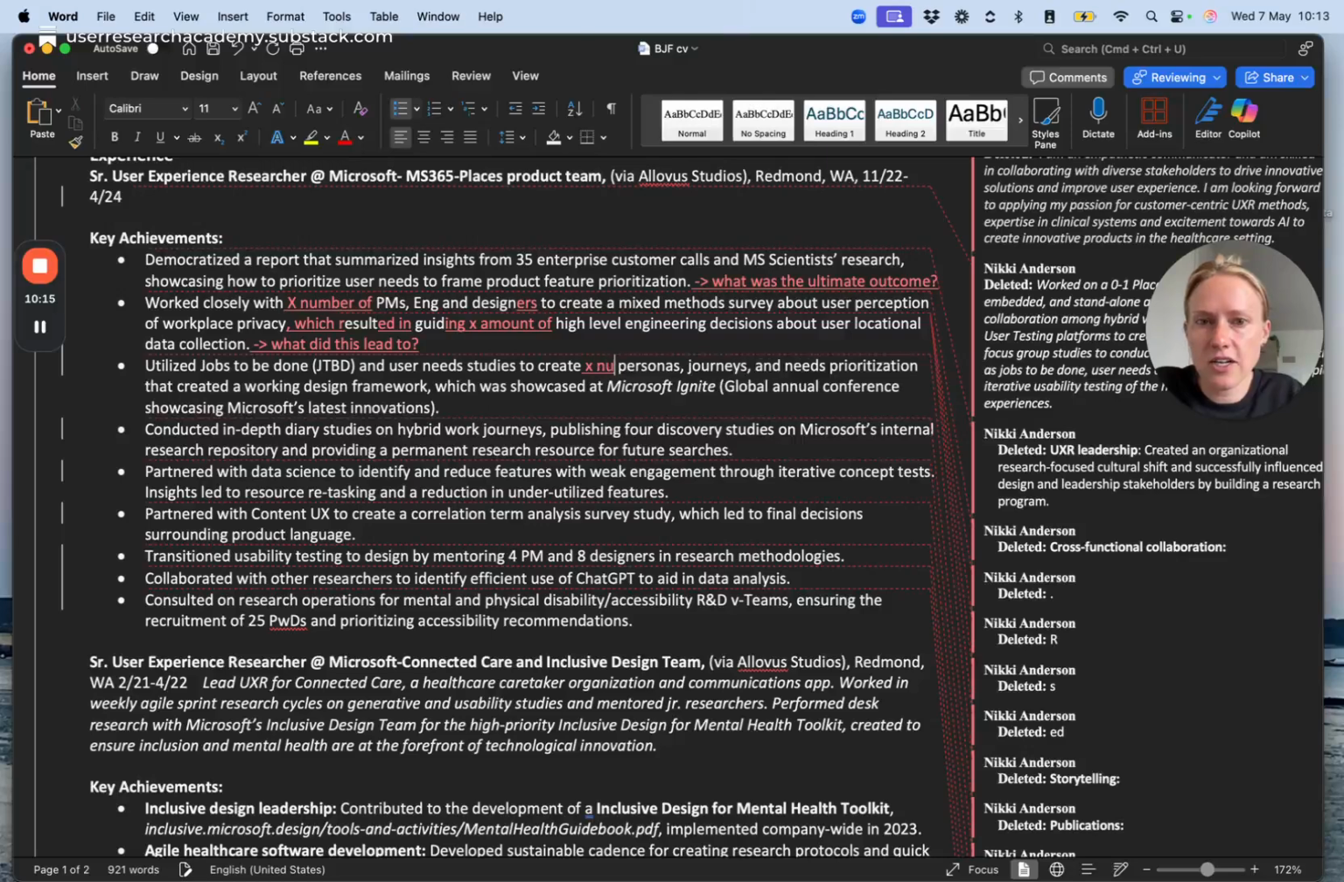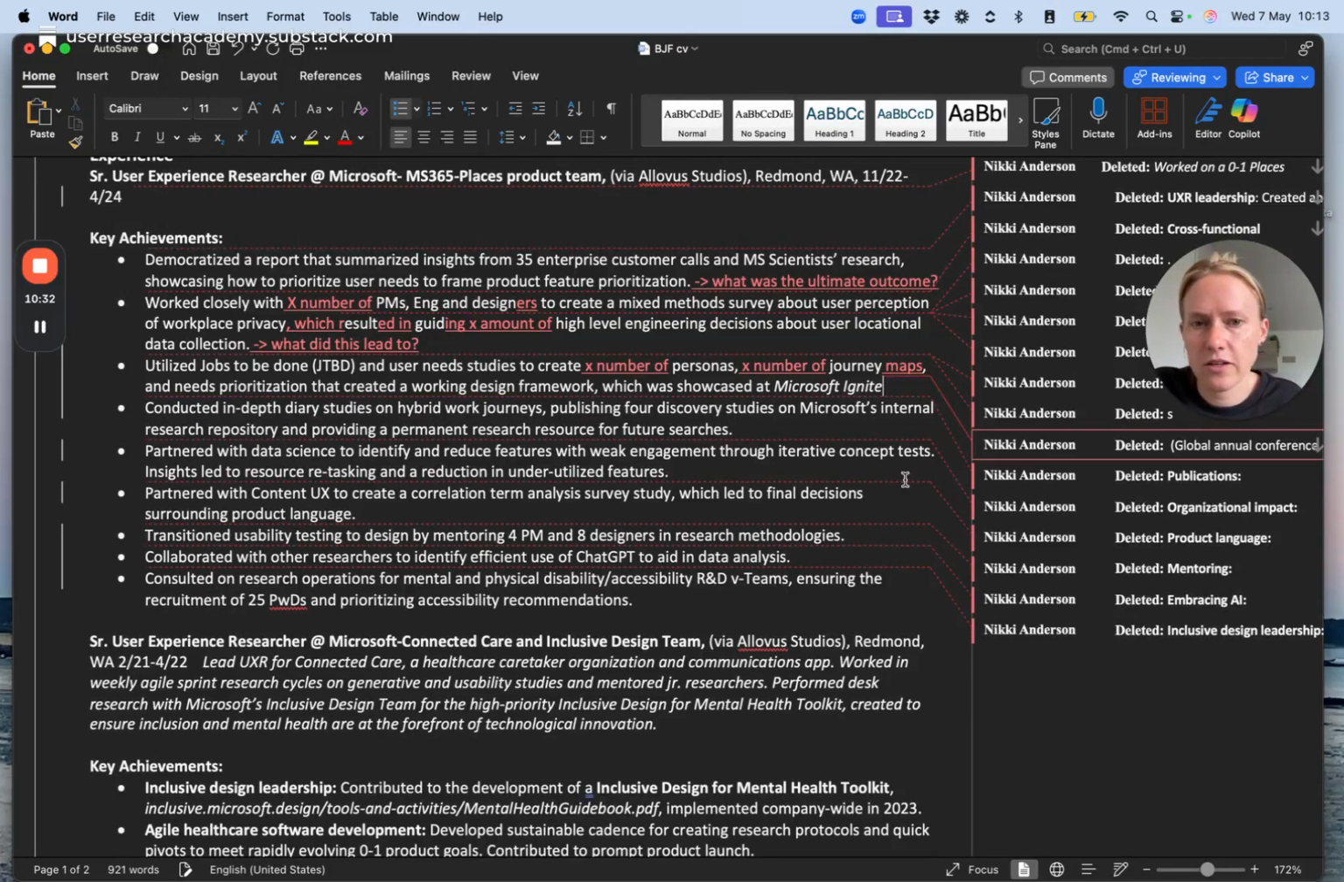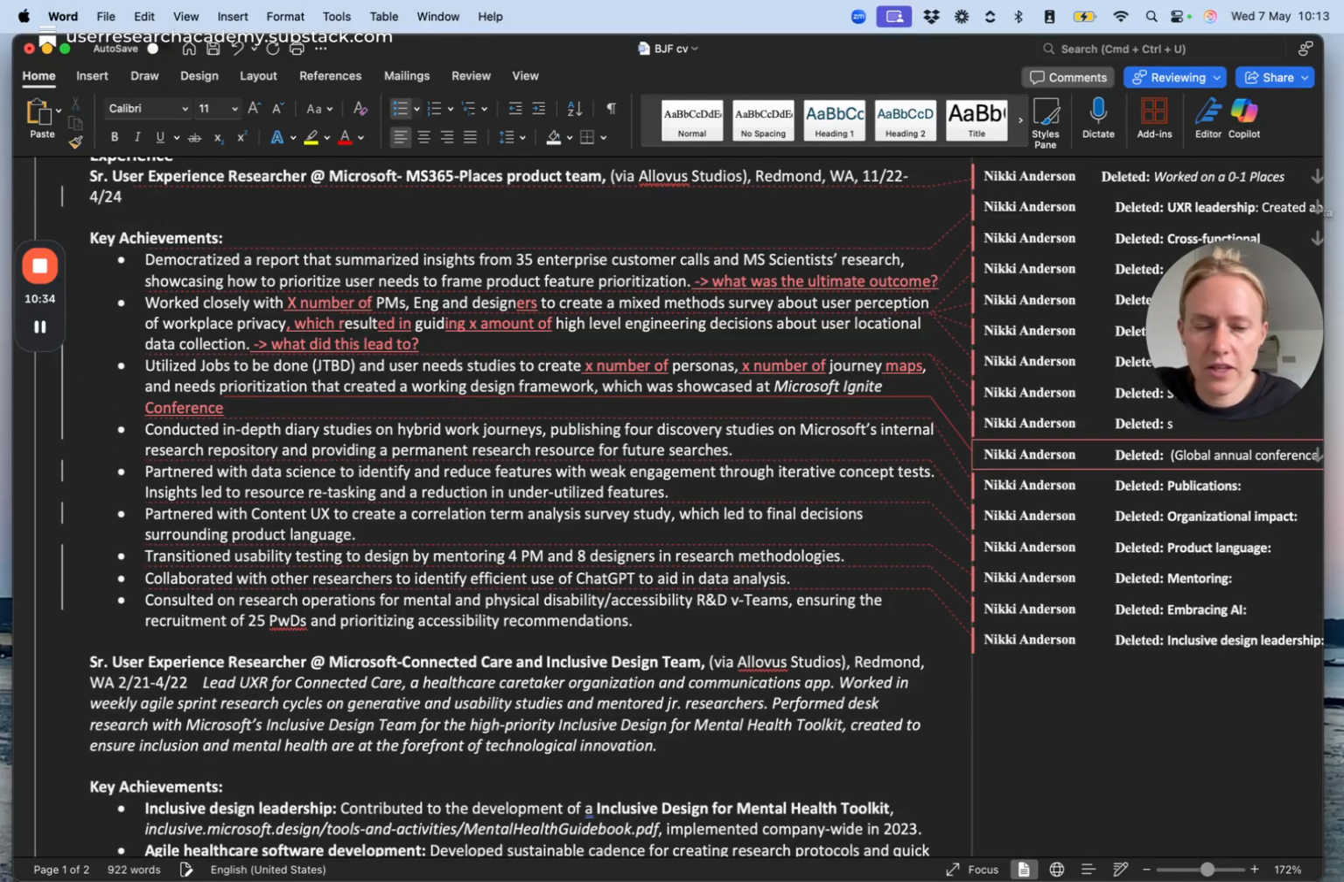"Jobs to be done, X number of personas, X number of journeys." I would say journey maps, and needs prioritization that created a working design framework, which was showcased. Okay, that's cool. You don't need that. We can do the conference, right? That's easy. But was there something in here that helped your teams? Because it's great that it was at a conference, but what did it lead to as well? In terms of the change, what was the change? What were people able to do because of this?